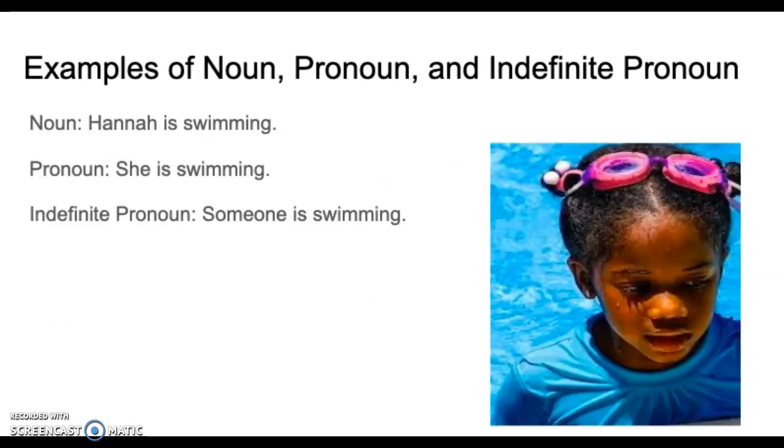Okay, so let's do a few examples. We're going to do just the noun as an example, the pronoun, and then the indefinite pronoun.